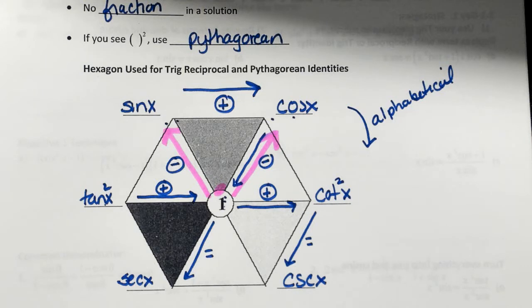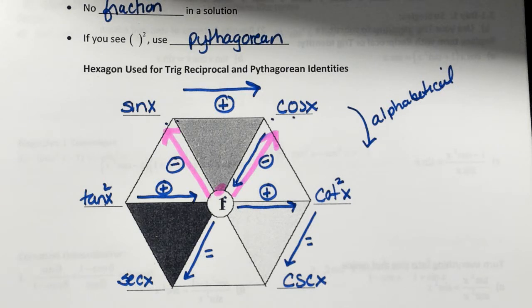1 minus cosine squared would be equal to that third vertice. And 1 minus sine squared is equal to that. Helps you with those alternate forms. You don't have to remember. The goal is, let's not memorize more than what we need to. If you understand the hexagon, all you have to do is remember how to work the triangles in the hexagon and how to label it.